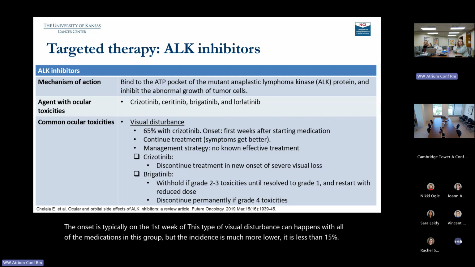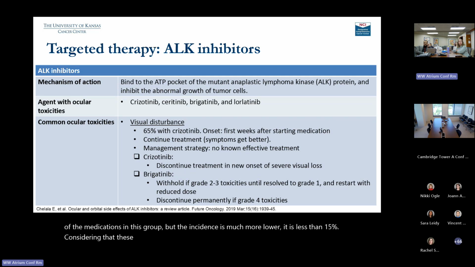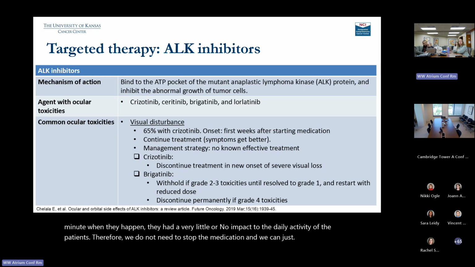Considering that these situations and symptoms get better daily, and they last about 1 minute when they happen, they have very little or no impact on the daily activity of the patients. Therefore, we do not need to stop the medication, and we can just manage the patient symptomatically.